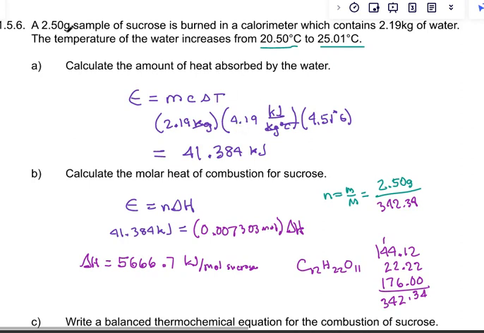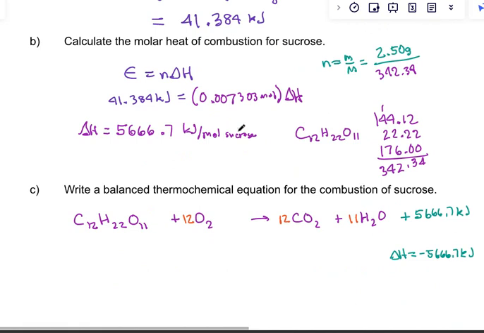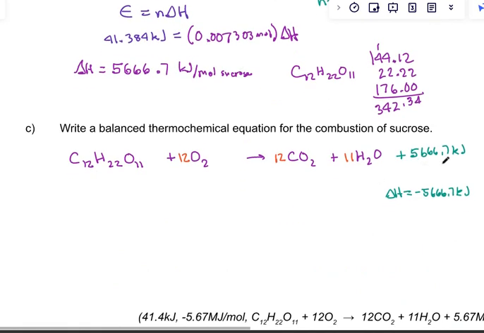And this mass is also 3, so that means this 5,666.7 is too much, and we should be rounding this to 5.67 times 10 to the 3 kilojoules. That's the best we can do using only 3 significant digits.